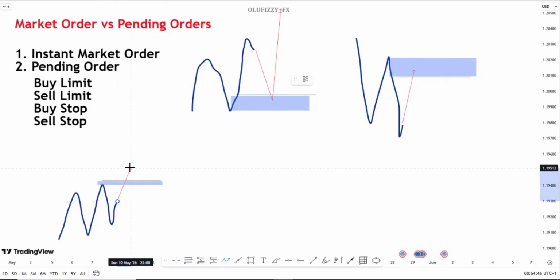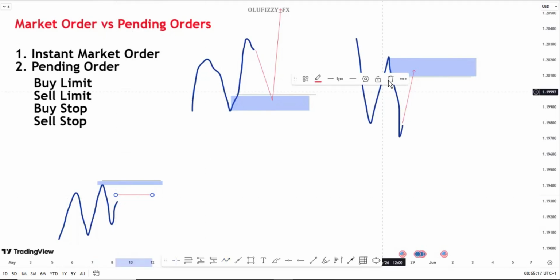So we can say buy stop is just what you use when you expect price to move up after breaking a particular zone, so far as you set it above the current market price. You are expecting price to continue to go to the upside. Even if you set it here, it's still a buy stop. So far it's above the current market price, it's a buy stop.